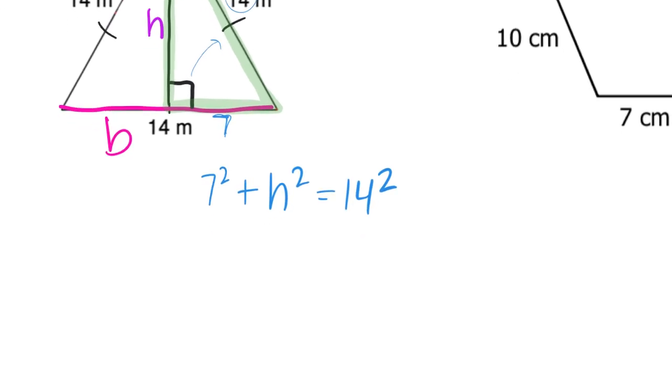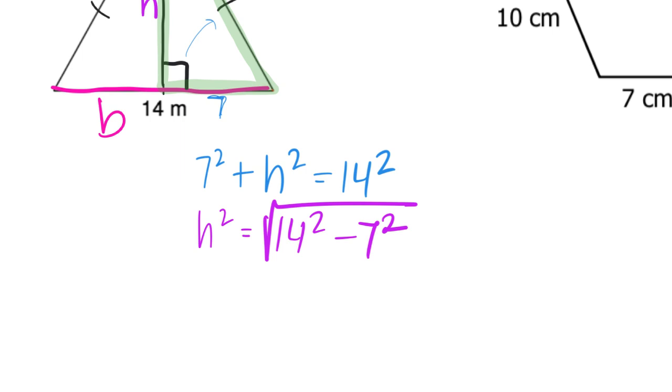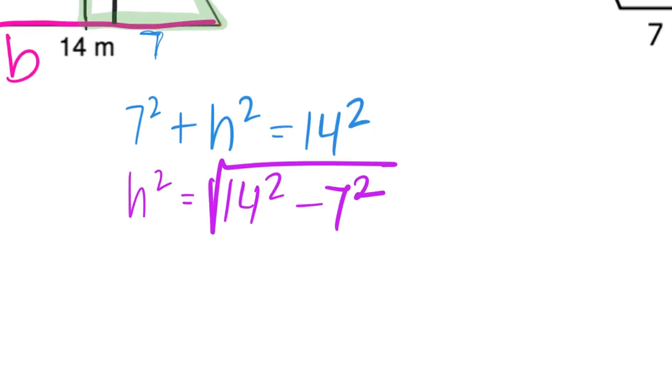And then same thing here, we're going to solve for h. So h would equal the square root of 14 squared minus 7 squared. And you can just type that in your calculators. The answer here would be about 12.12. That's approximately the height.